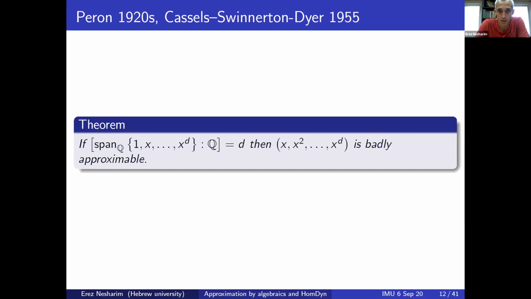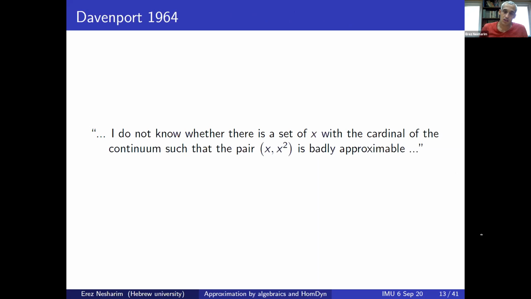And then there was a question posed by Davenport in '64 about even finding one such example. He phrased it in terms of finding uncountably many numbers such that x squared is badly approximable, but really I think he just wanted an example that is not of the type of the explicit construction that was known.